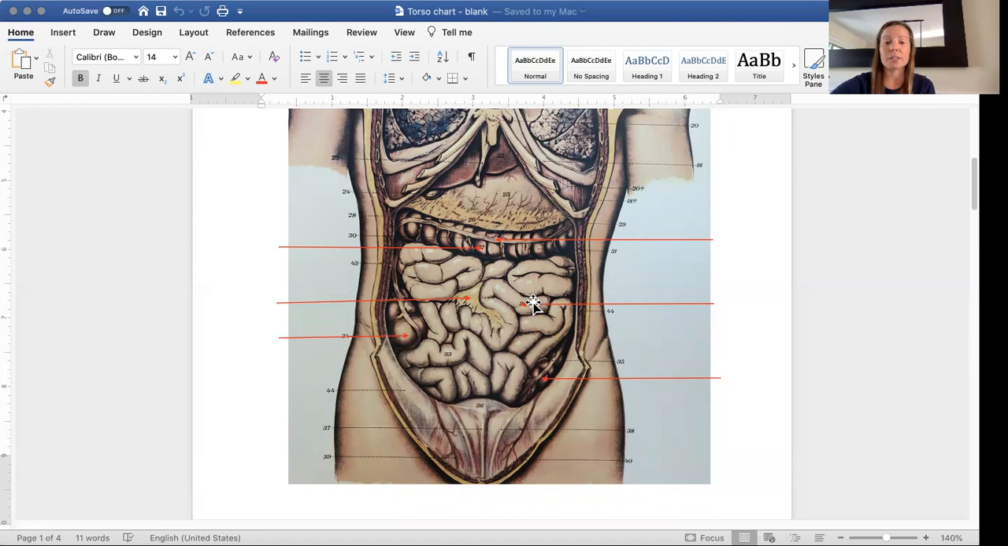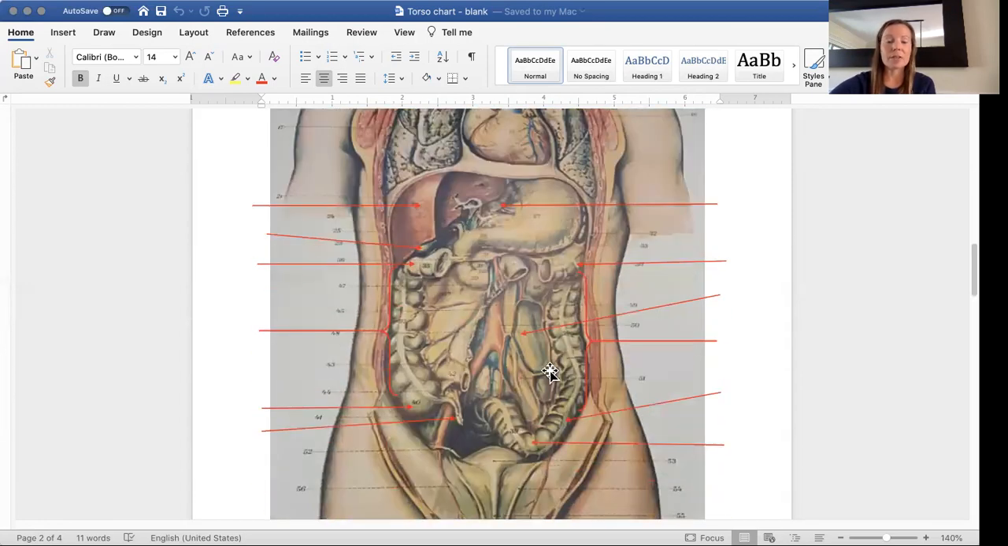This arrow is pointing to the small intestine, which is this entire coiled up structure in the middle. This is pointing to the yellowish membrane that's called the mesentery, which binds the small intestine together. And down here, this is pointing to the descending colon. You can just see part of it here, but it does extend all the way down this side.